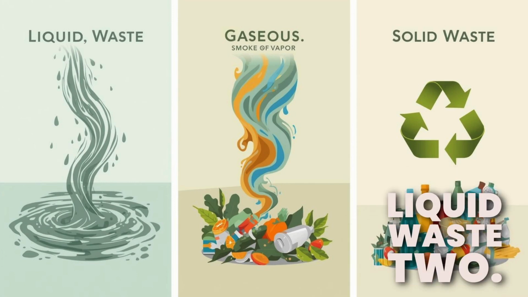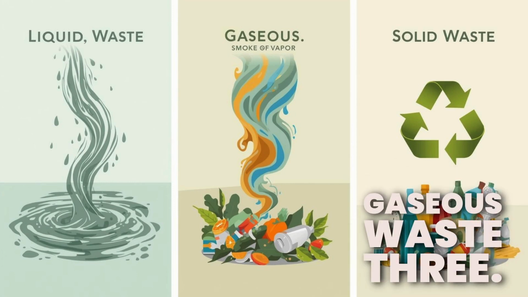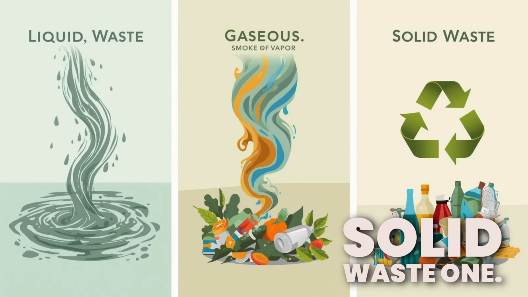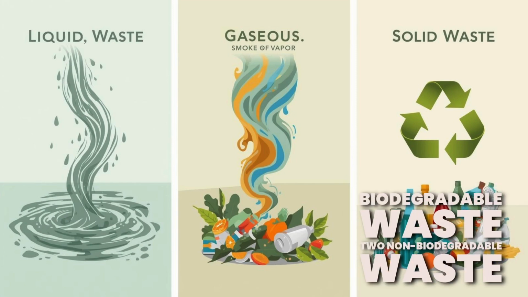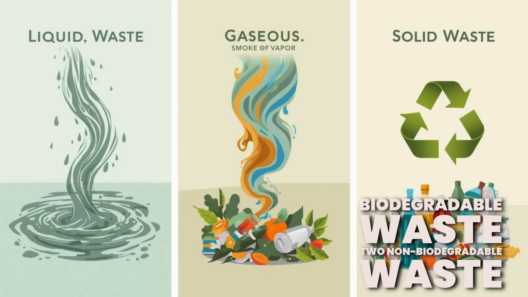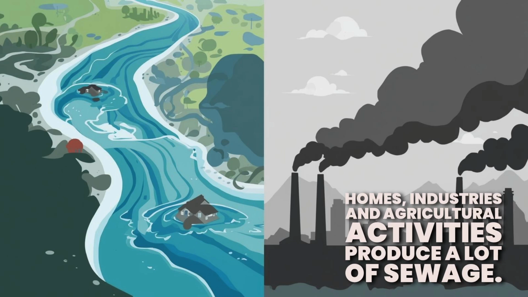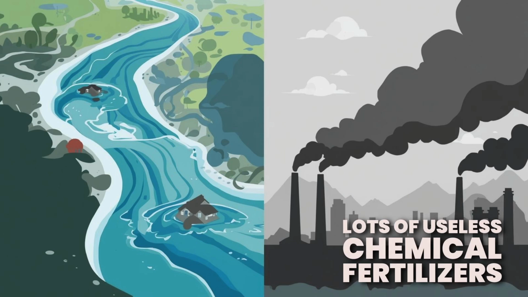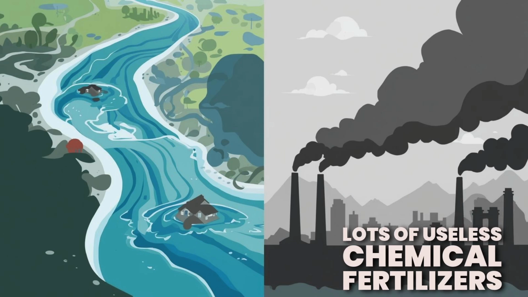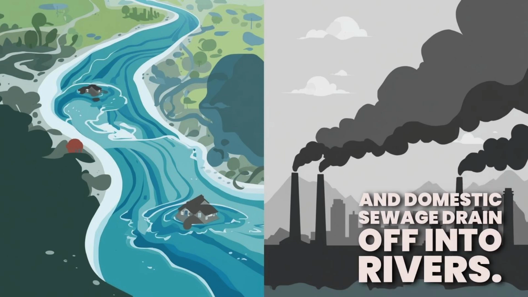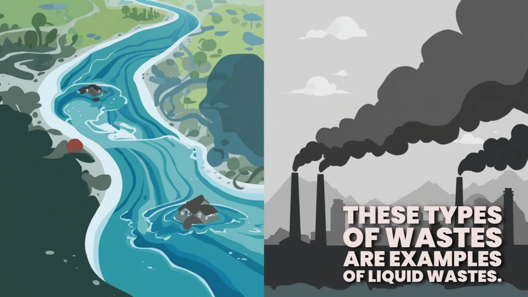1. Liquid waste. 2. Gaseous waste. 3. Solid waste. 1. Biodegradable waste. 2. Non-biodegradable waste. 1. Liquid wastes. Homes, industries and agricultural activities produce lot of sewage. Lots of useless chemical fertilizers and domestic sewage drain off into rivers. These types of wastes are examples of liquid wastes.